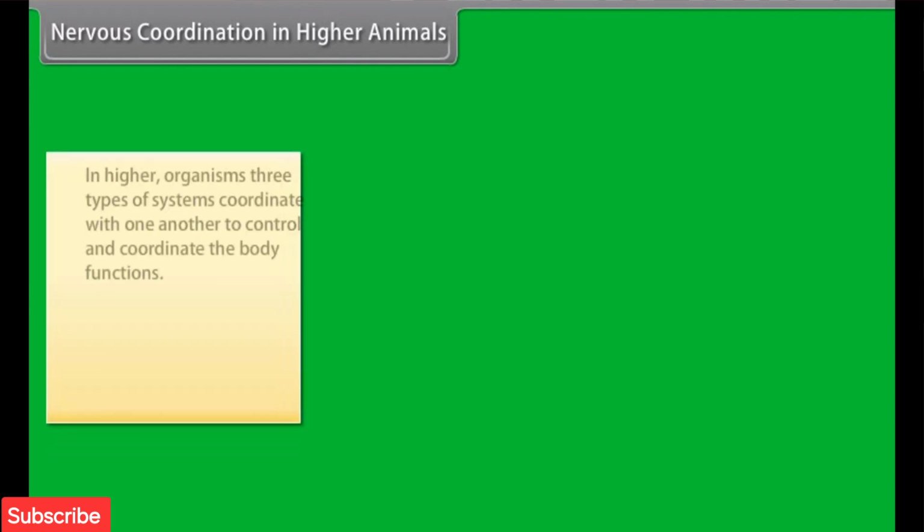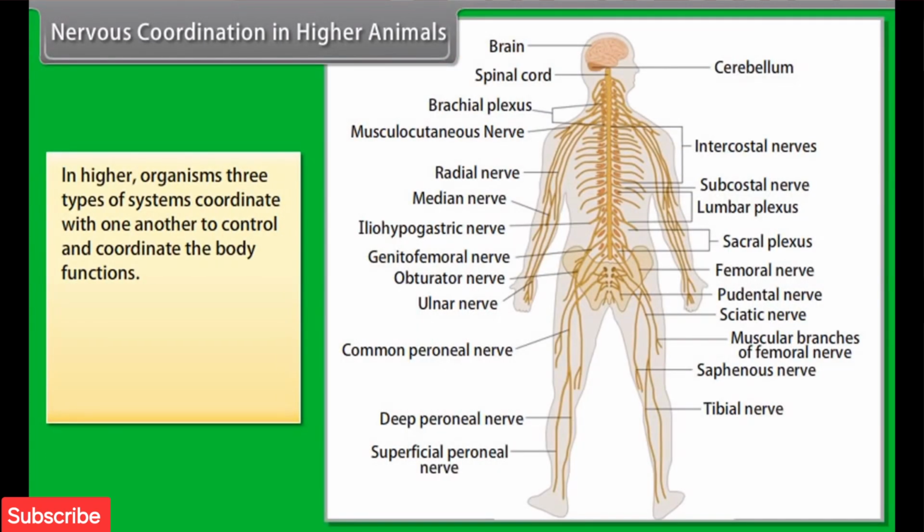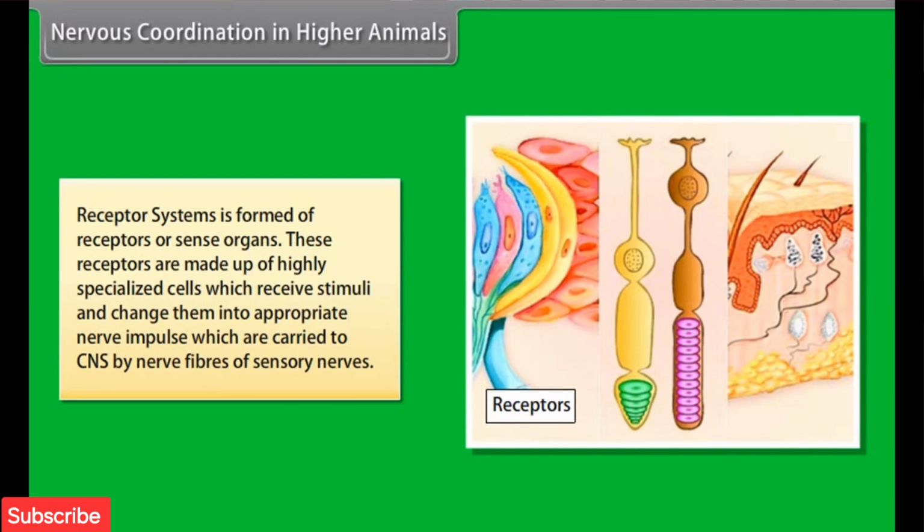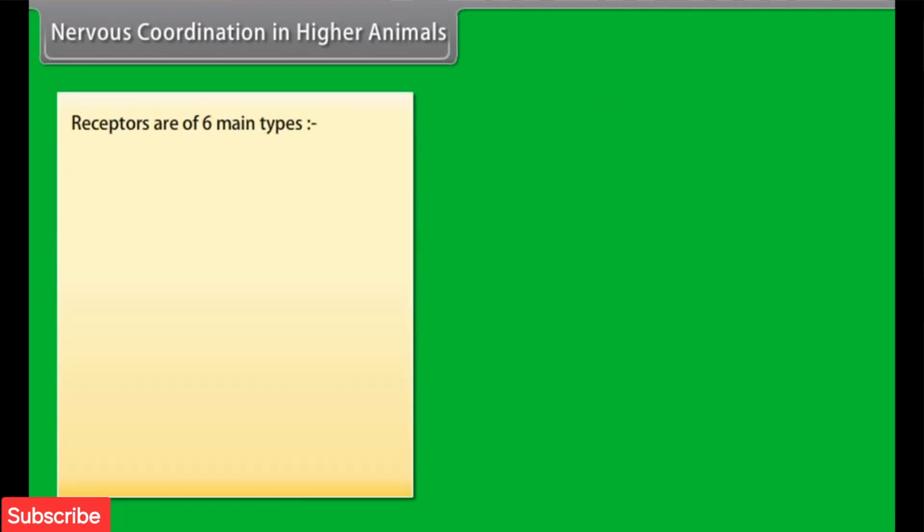In higher organisms, three types of systems coordinate with one another to control and coordinate the body functions. They are the receptor system, nervous system, and effector system. The receptor system is formed of receptors or sense organs. These receptors are made up of highly specialized cells which receive stimuli and change them into appropriate nerve impulses, which are carried to the CNS by nerve fibers of sensory nerves. Receptors are of 6 main types.